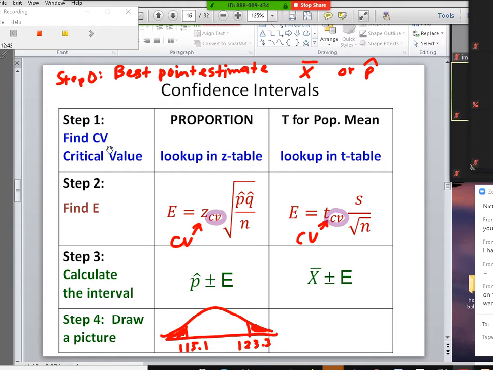Step 1, find the critical value. Look it up on the t-table or the z-table, depending on whether it's a mean or a proportion. Mean, t-table, easy peasy. Proportion, z-table. And then step 2, find your margin of error E. So that's the amount you're going to add or subtract from your X bar or p hat to get to your confidence interval.